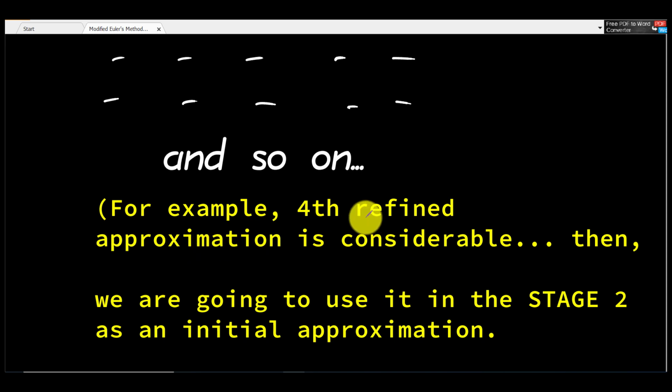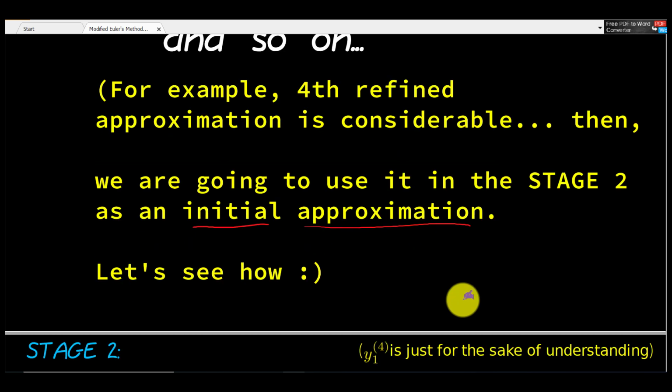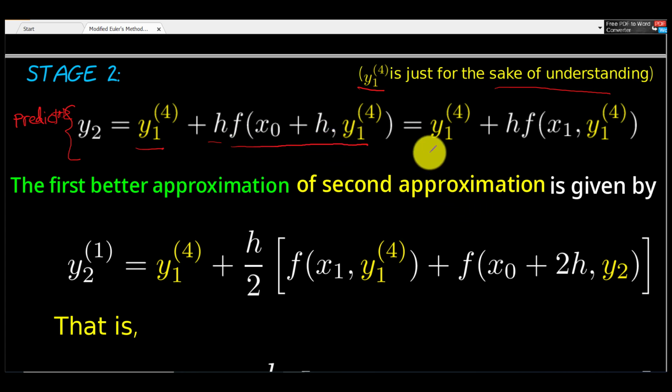For example, if the fourth refined approximation is considerable, then we are going to use it in stage 2 as an initial approximation. This is important, and let's see how. For example, stage 2. Now y14 is our considered value for the sake of understanding. So what will be my predictor expression? This is my predictor expression. I am just writing here: predictor. The predictor expression y2 is y14 plus h f of x0 plus h, y14, right, which is the same as y14 plus h f of x1, y14.